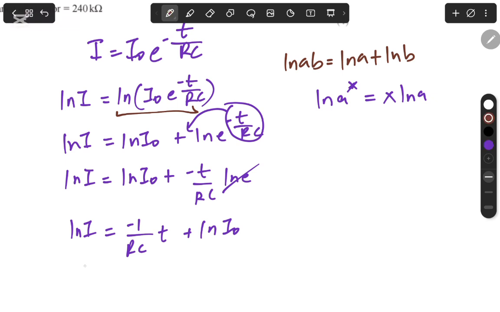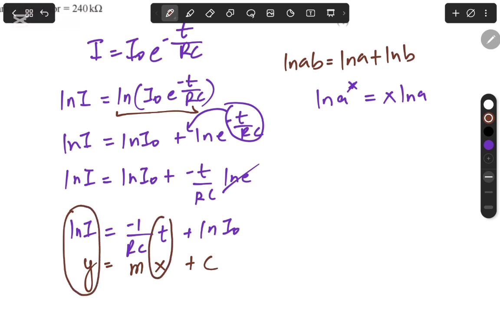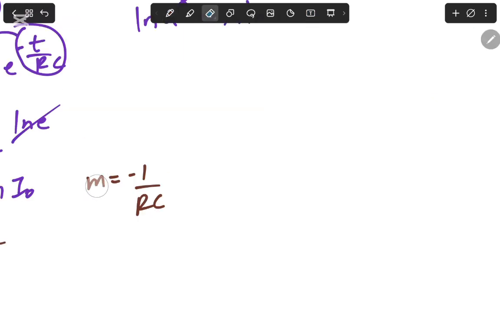Now what we can do is we can apply the linear law. So y equals mx plus c. So on the y-axis we have ln I. On the x-axis we have time. The gradient is equal to minus 1 over RC. And the y-intercept is ln I naught, where I naught is the initial current. So basically we're going to be using this relation over here to answer this question.